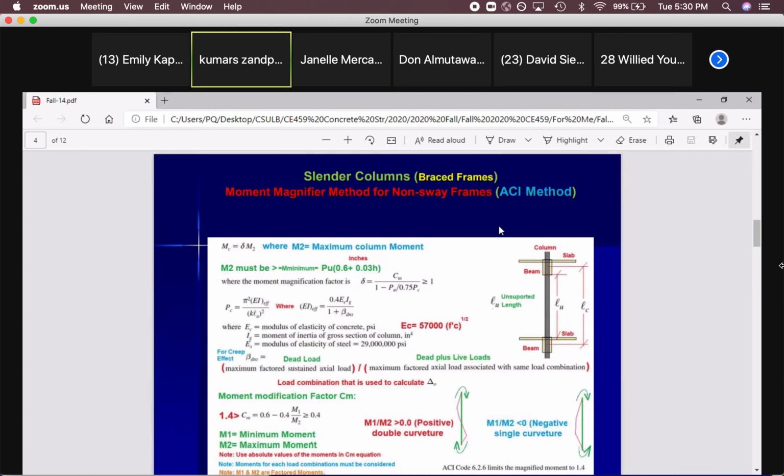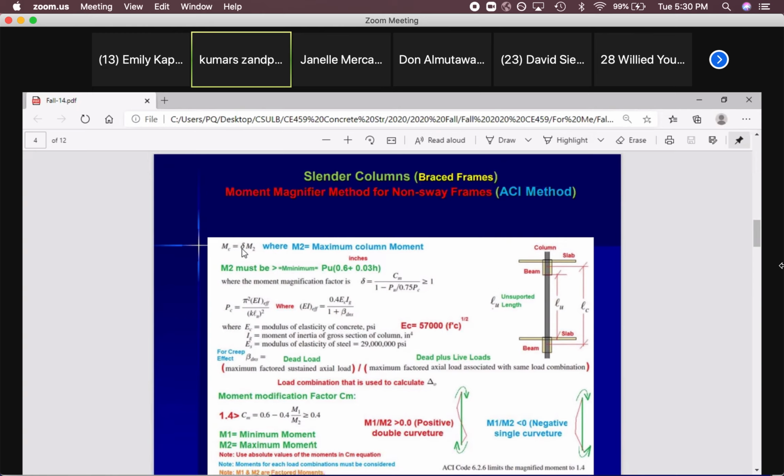Okay. So first of all, we have to find the magnifier coefficient to magnify the moment. Whenever we have slender columns, we have to find this magnifier coefficient delta to increase the moment. That's the only thing that we have to do. Then go and do it like short columns. The rest should be like short columns. Just for a slender column, we have to find this delta.